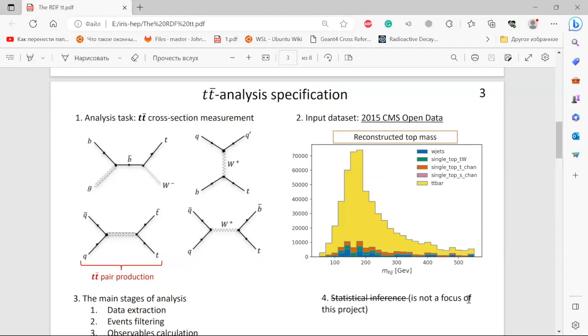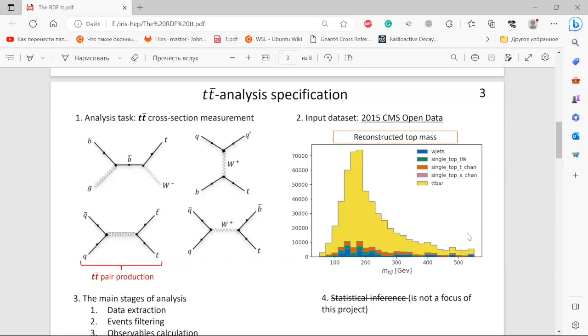Reconstruction of the top quark mass goes via several main stages: data extraction, event filtering, and the calculation of observables. Event filtering aims to cut off all events without information relevant to the analysis. In the case of top mass reconstruction, the task is to choose events containing top quark decay products. Calculating observables may include a definition of custom quantities derived from columns contained in relevant events.